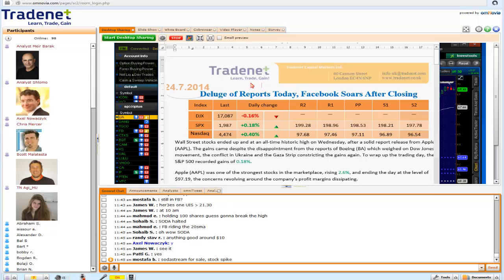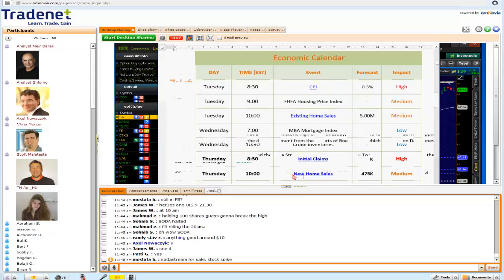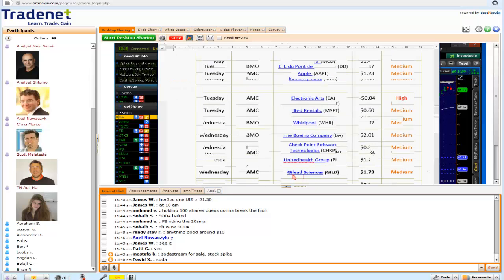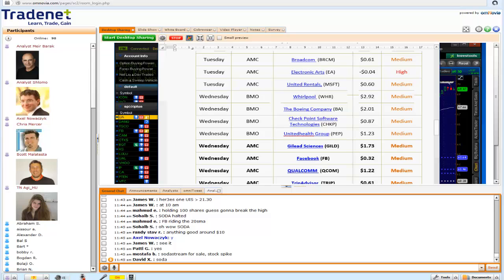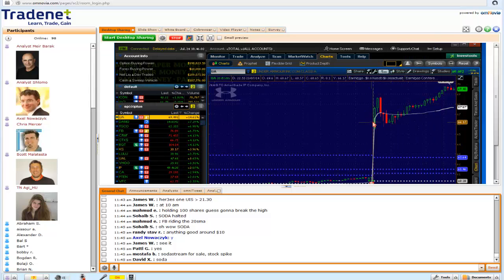On our daily report, UA was mentioned here in the earning calendar today. So you can see that for Thursday, before market opening, Under Armour should release its earnings. So this is why I followed UA today as one of my candidates for today.